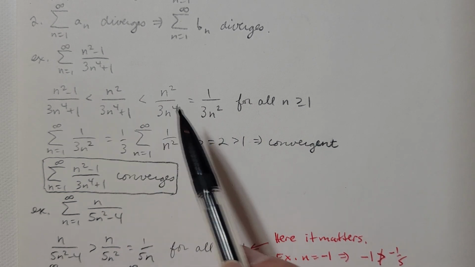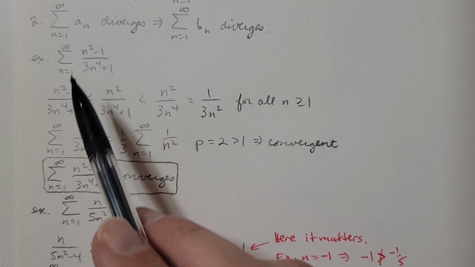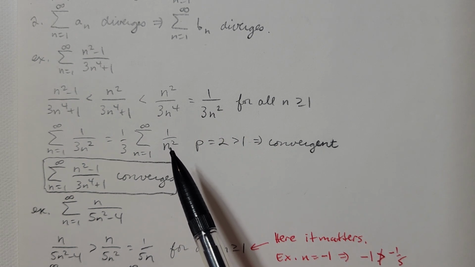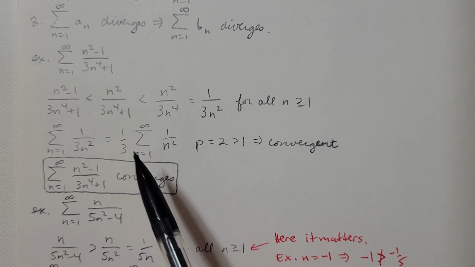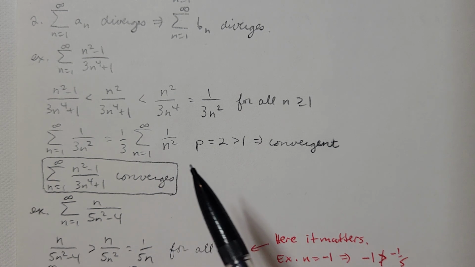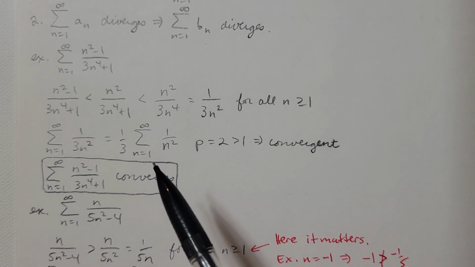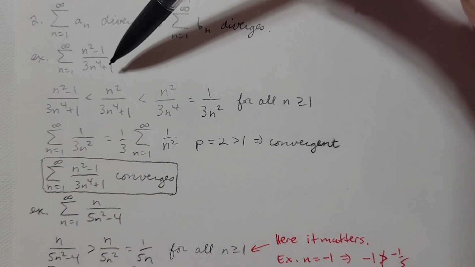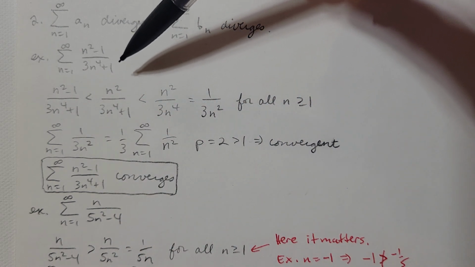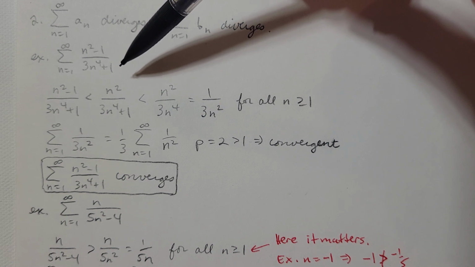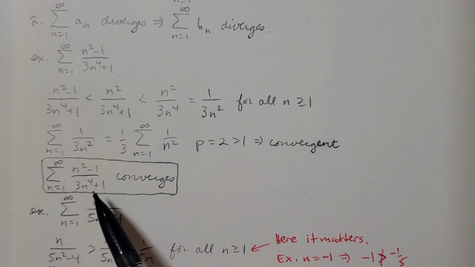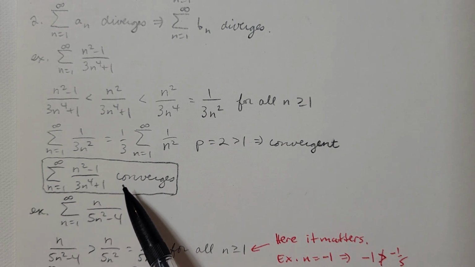Now, I'm comparing term by term the original series to this p-series. If I add up everything in this p-series, I get a grand total that is a finite number, so it is convergent. And over here, I'm adding up smaller numbers, so I'm still going to have something that converges. So the sum as n equals 1 to infinity of n squared minus 1 divided by 3n to the fourth plus 1 converges.